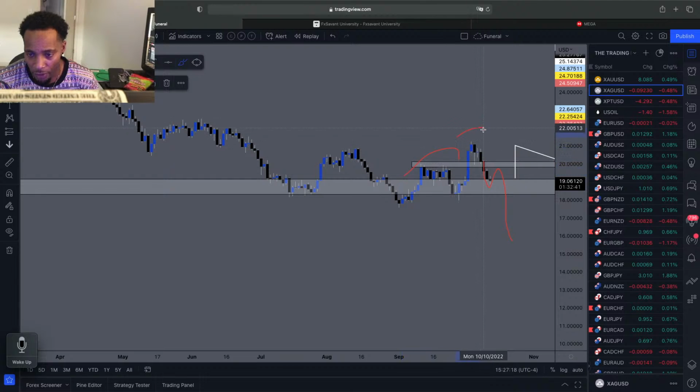Once again, if we do get a tap into this area, it will set us up nicely for a left shoulder, a head, and a right shoulder, and we know after that head and shoulders pattern, a continuation to the downside is quite likely.